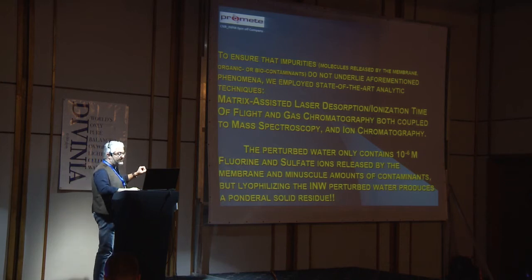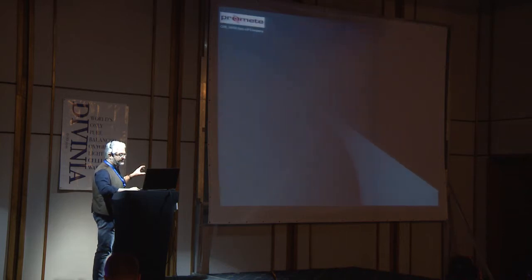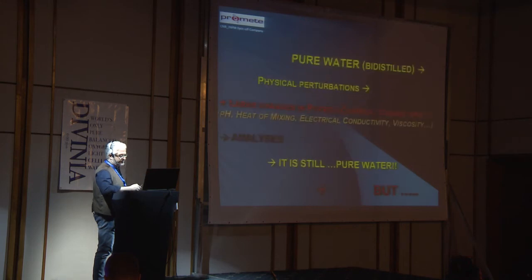So, what is the result? The perturbed water only contains 10^-6 molar fluorine and sulfate ions released by the membrane, and only minuscule amounts of contaminants. But what is happening? Strange. Lyophilizing the Nafion-perturbed water produces a ponderal solid residue. So let's understand what is happening in general, not only with Nafion.